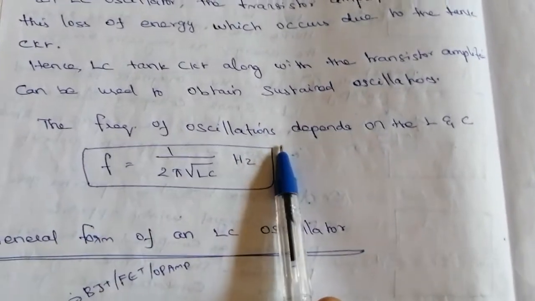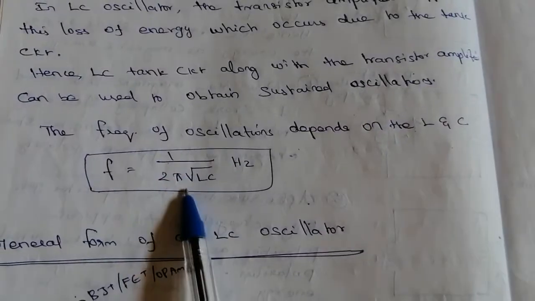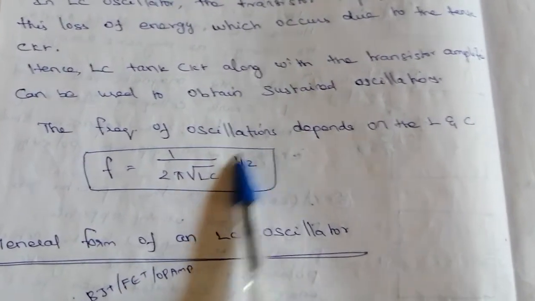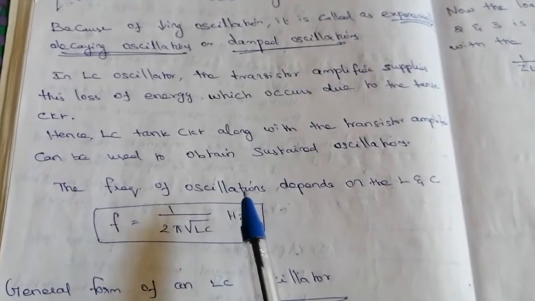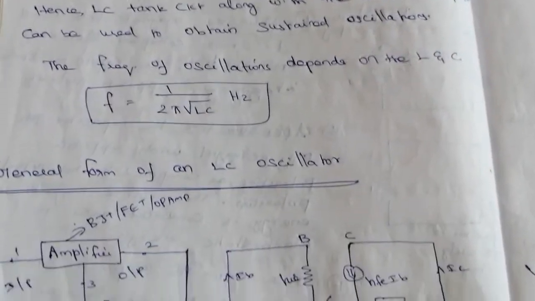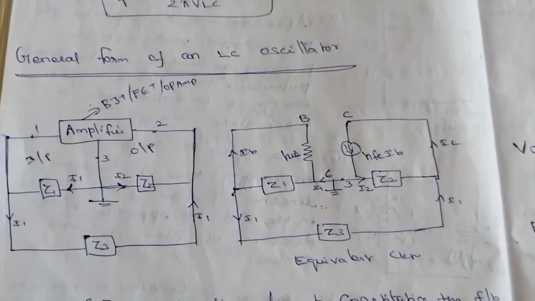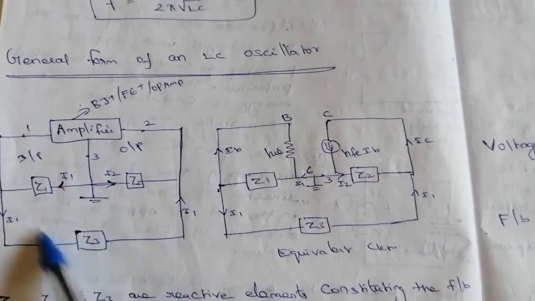The frequency of oscillations depends on L and C: f is equal to 1 by 2 pi root LC, in units of Hertz. So this is the basic principle behind the LC oscillator, that is, the LC tank circuit. Next, see the general form of an LC oscillator. This is the general circuit of an LC oscillator: one is the amplifier circuit, and another is the feedback circuit.